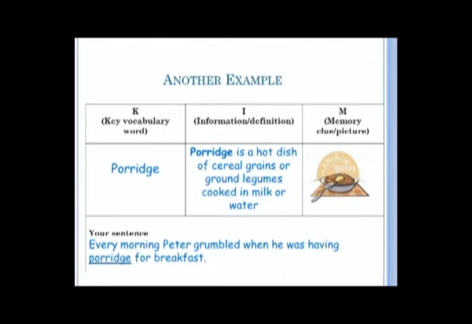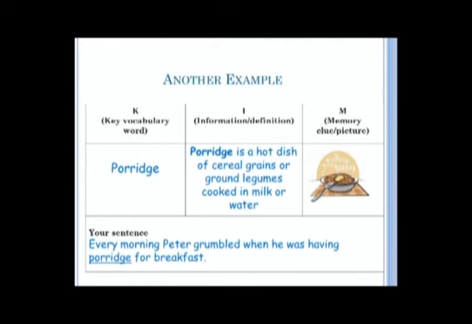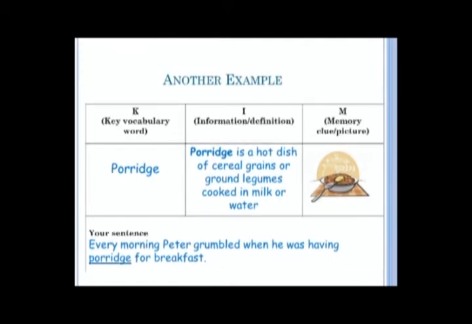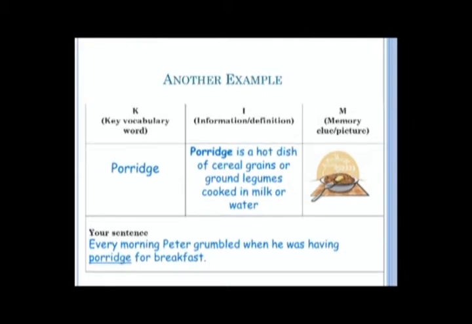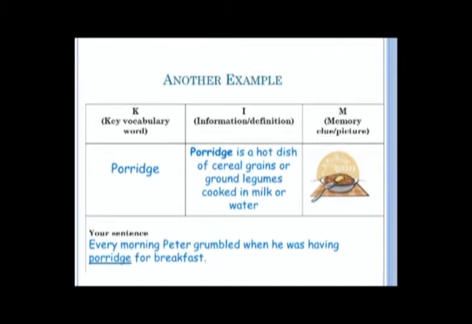The word is porridge. Did you know that? Yes. The key word is porridge. The information or definition we have is that porridge is a hot dish of cereal grains or ground legumes cooked in milk or water. You might be wondering, what are legumes? For those of you who have dictionaries, look up that word.